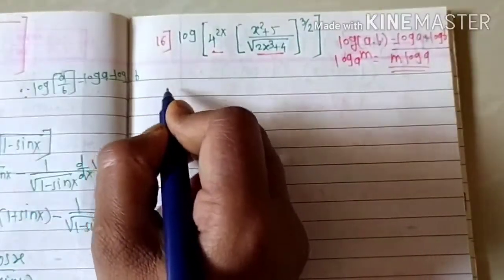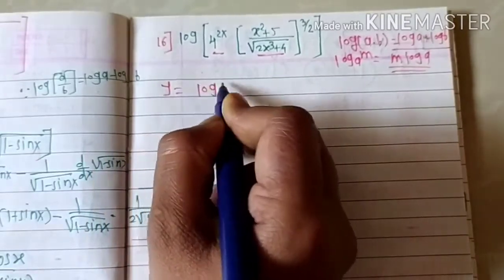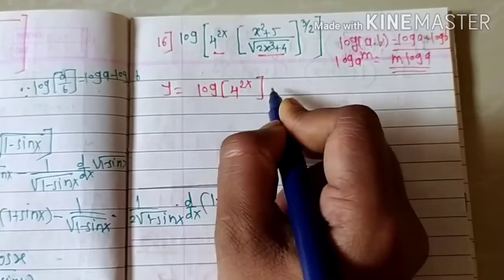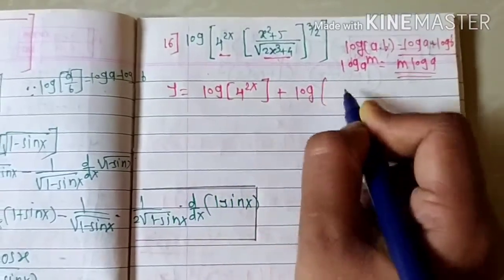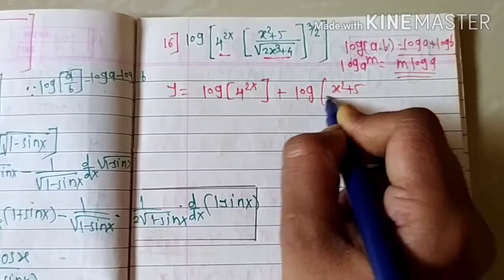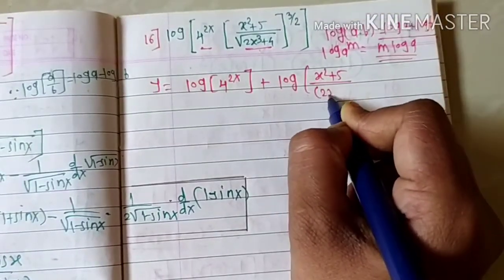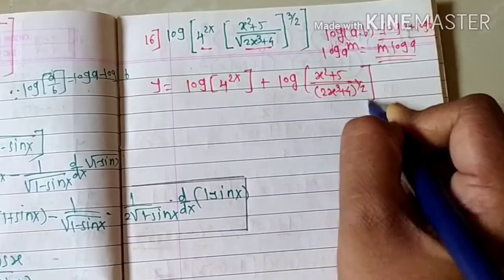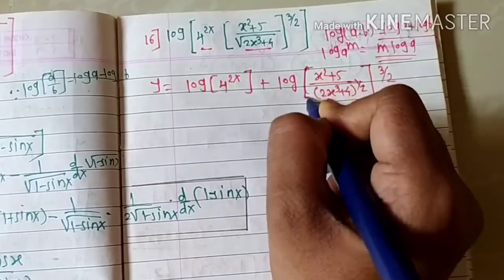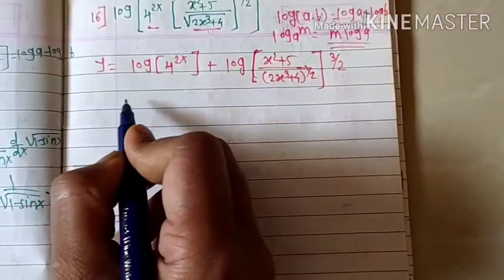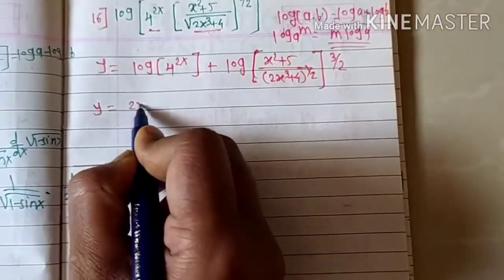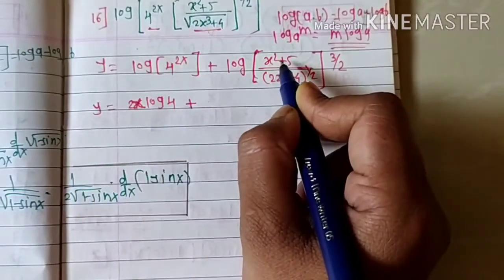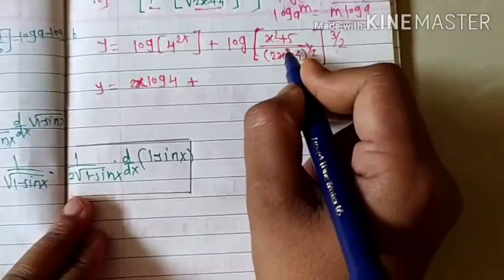Then applying the first one, we get y is equal to log of 4 raised to 2x plus, next is log of x square plus 5 divided by the square root, that is 2x cube plus 4 raised to 1 half, and the whole raised to the power 3 by 2. Okay, in the log a raised to m form, then m into log a, so using this, we get 2x into log 4. Okay, 2x into log 4 plus this, as log of a upon b is log a minus log b.